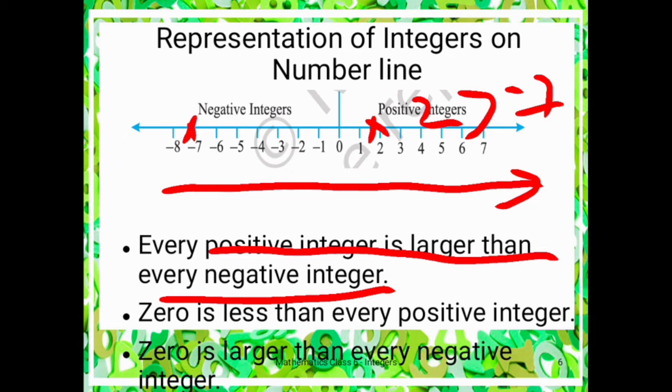And we know that 0 is less than every positive integer, because when we look at the number line, we already said that the value of the number increases in the forward direction. In this direction, 0 is less than positive integers. Then what about negative integers? 0 is larger than every negative integer. So all positive integers are larger than negative integers, and 0 is greater than all negative integers. As we move further from 0 in the positive direction, the value increases. If you move to the left, the value decreases.